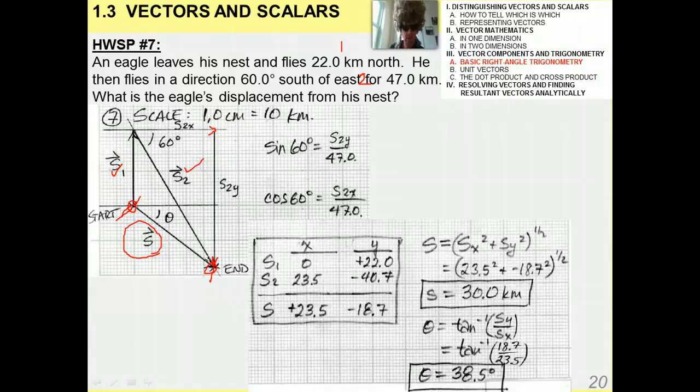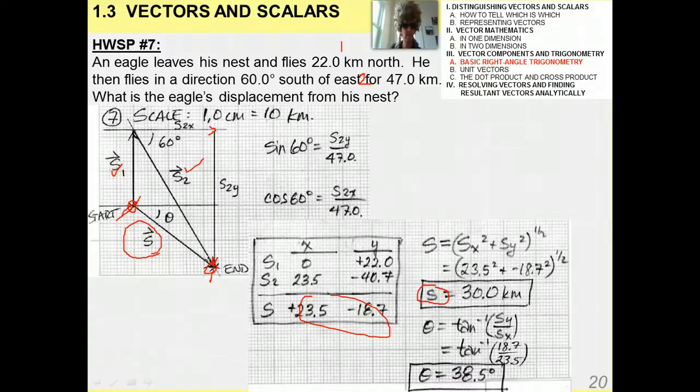Now, I'm doing something here that I haven't really taught you yet, and that is making a table of my x and y components. So if you're not following completely right now, don't worry, I'll explain it to you in the next video. But I'm basically just computing the x and y components of S1 and S2. I add them together to get the x components of S, and then I use those components with the Pythagorean theorem to find the length of S, which is 30 kilometers.